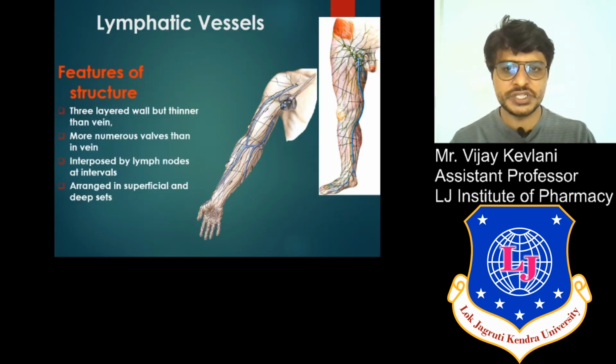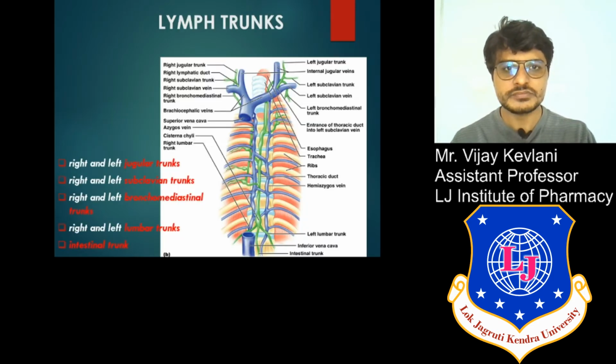Lymphatic vessels, the features of structure. They have a 3-layer wall but thinner than veins. Veins also have 3 layers and lymphatic vessels also have 3-layer walls, but these walls are thinner than veins. They have more numerous valves than veins, are interposed by lymph nodes at intervals and are arranged in superficial and deep sets.